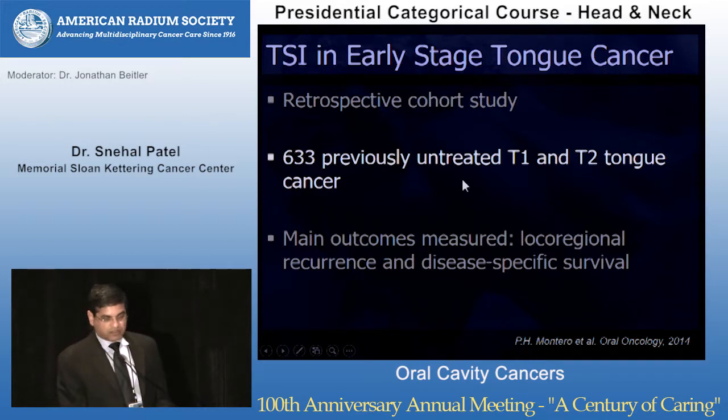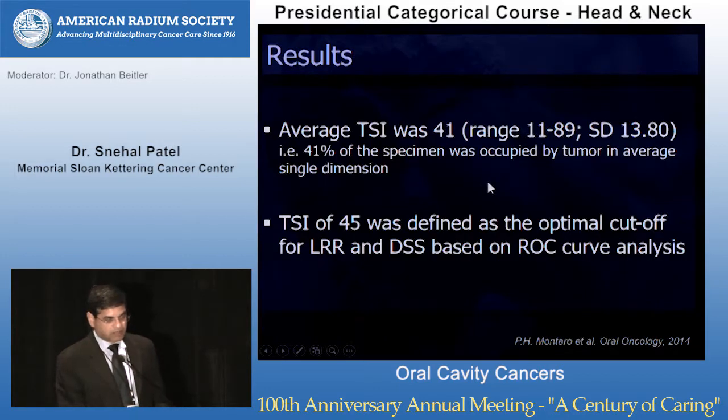So this is over 600 specimens of T1 and T2 early stage tongue cancers that were looked at retrospectively. And when you look at the volume of tumor within the specimen, the tumor specimen index is what we called it. The average was 41, the number. In other words, 41% of the specimen was occupied by the tumor in one single average dimension.